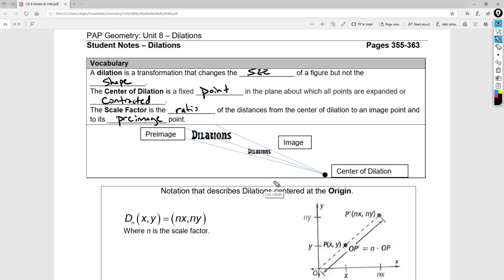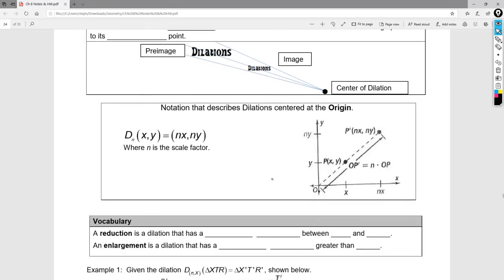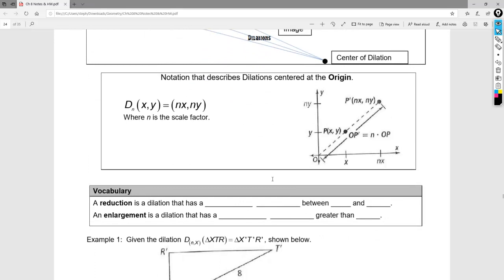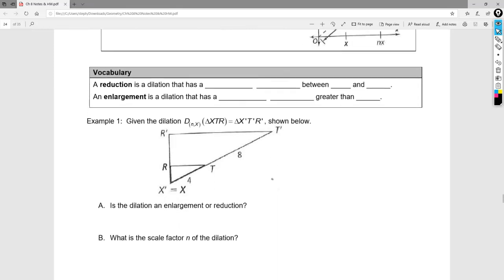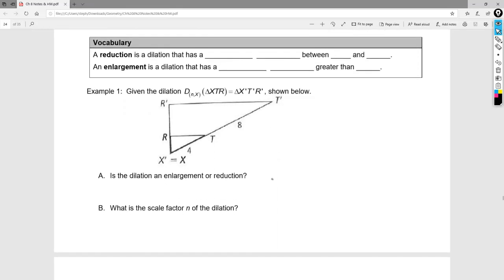Okay. So the notation that we're going to use for a dilation centered at the origin is just a D. My scale factor is right here, n, and then my point, right? So a little bit more vocabulary. I have what's called a reduction, and you can probably guess. A reduction is a dilation that has a scale factor between 0 and 1, whereas an enlargement has a scale factor that is greater than 1. Okay? So obviously, if we multiply by a fraction, we're going to get smaller, okay? And then if we multiply by a number greater than 1, we will increase in size.